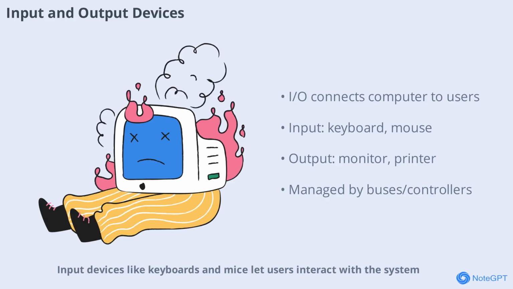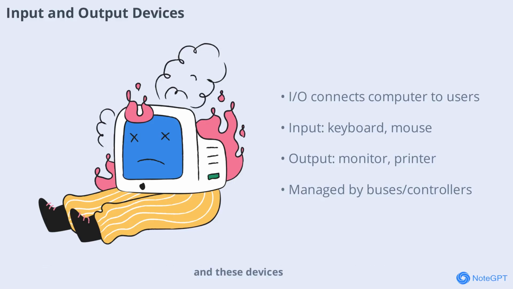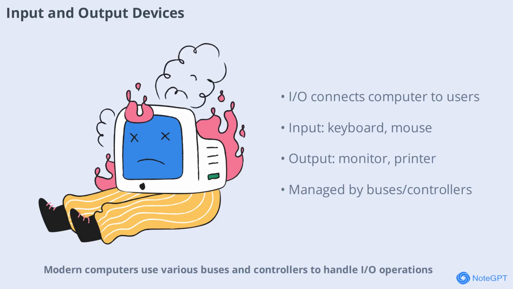Input and output (I/O) devices connect the computer to the outside world. Input devices like keyboards and mice let users interact with the system, while output devices such as monitors and printers display results. The architecture must efficiently manage data flow between the CPU, memory, and these devices. Modern computers use various buses and controllers to handle I/O operations, ensuring smooth communication and responsiveness. Next, we'll see how these components are connected inside the computer.